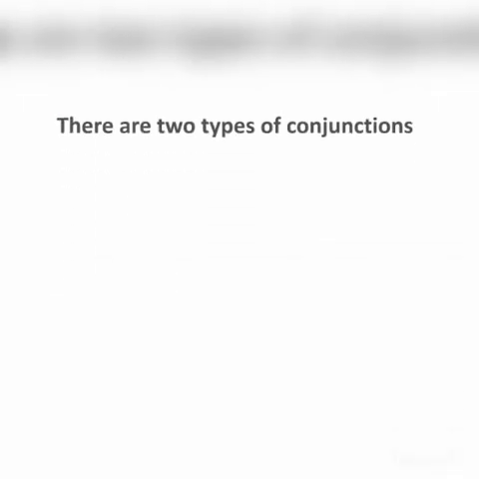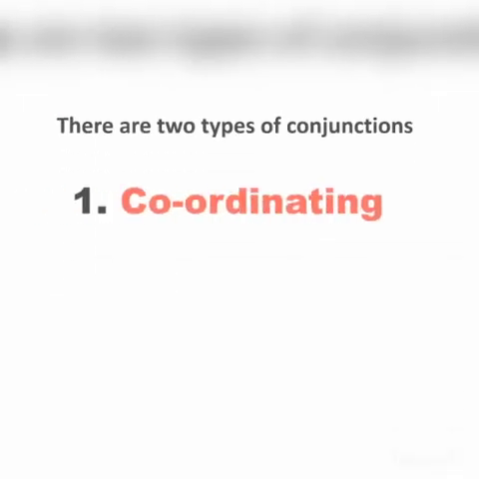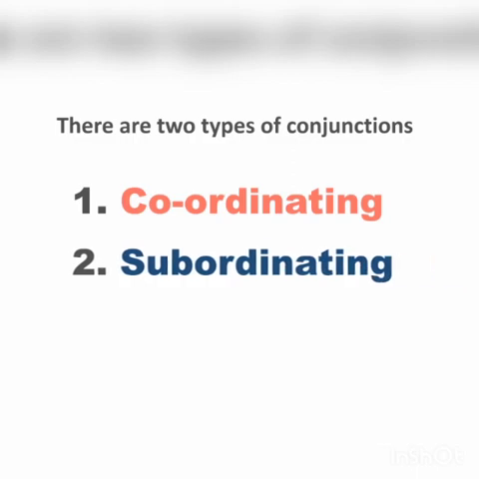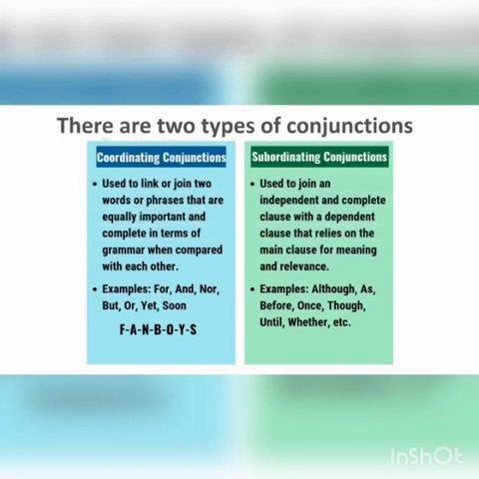There are two types of conjunction. Number 1, coordinating conjunction, and number 2, subordinating conjunction. These are the two types of conjunction.